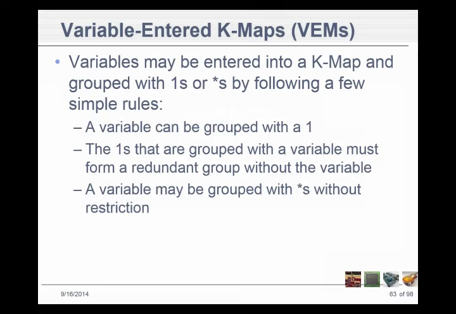So there's the rules again. Variables can be grouped with a 1. The 1s that are used in that group must be in a redundant group without the variable. There could be 3 1s and 1 variable. Those 1s have to be grouped without that 1 variable there. Now it's real nice if the variable's grouped with the don't care. You can just group with that and not worry about anything else out there.